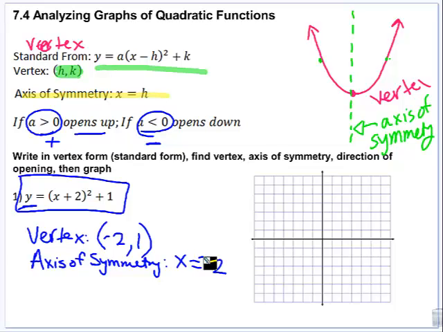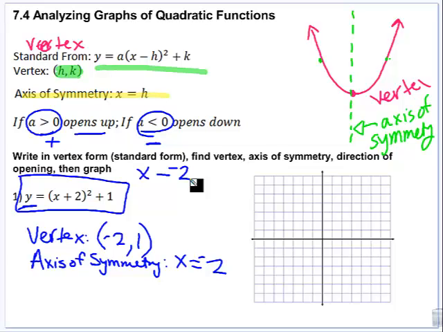Why is it negative 2? Because in the standard form it's x minus h. So right here that says x plus 2. In order to really think about it in standard form, you'd have to think x minus a negative 2. So your h would have to be negative in order to get that to say plus in the middle. Anytime we're in the parentheses, you're going to end up just changing the signs.